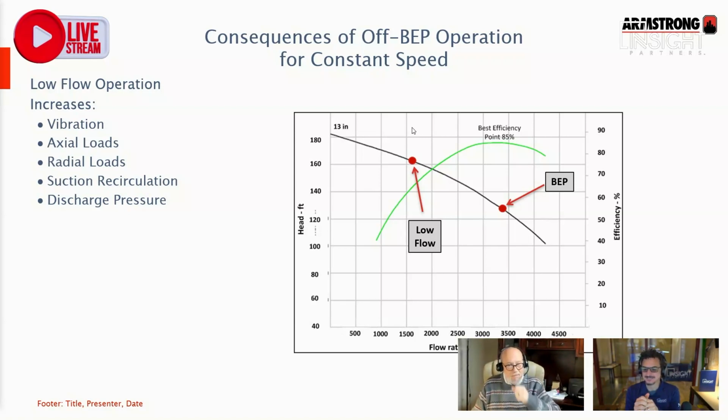So understand what happens when we run off BEP. We get excess vibration as we decrease flow. We start to increase the vibration in the pump, because we're decreasing flow and increasing the head on the pump, so we're putting more load both radially and axially on that pump shaft. We start to get suction recirculation, and we run the discharge pressure up. So we're wasting energy when we're doing that.